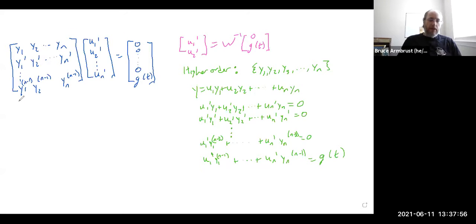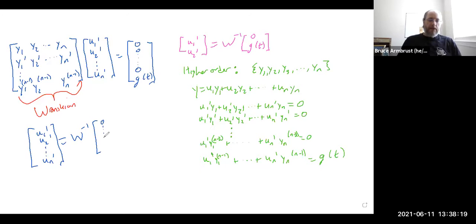So hopefully you notice that this guy right here is still the Wronskian. And so we end up with exactly what we saw last time, which is this thing that holds all the derivatives of the integrating factors is actually equal to the inverse of the Wronskian matrix times this other matrix that has zeros everywhere except the last entry, which is our g of t.